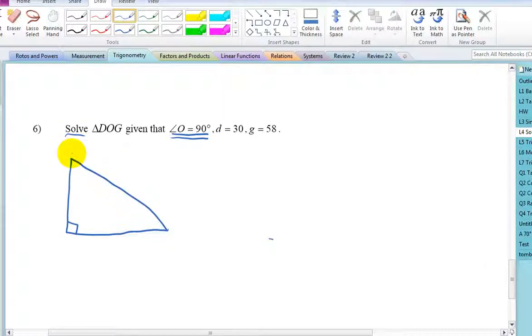What capital letter must go in a specific spot? O. It tells you right here, O must go here. Do you guys know where to put D and G? Does it matter? Doesn't. Only O. Otherwise, they would have told you more. So since they didn't tell you, you can put that there. Now, I want you to put 30 and 58 on your triangle in the correct spot.